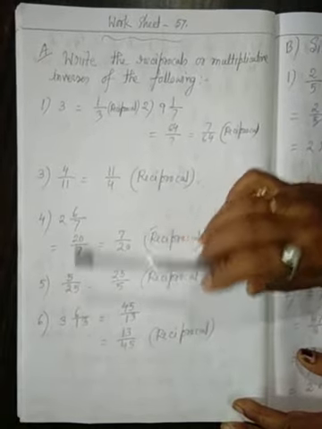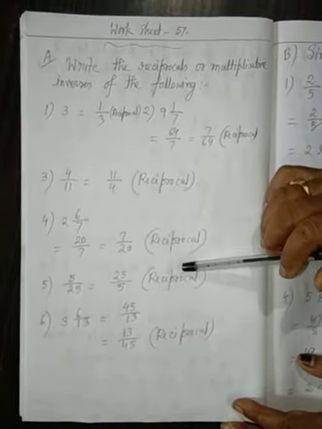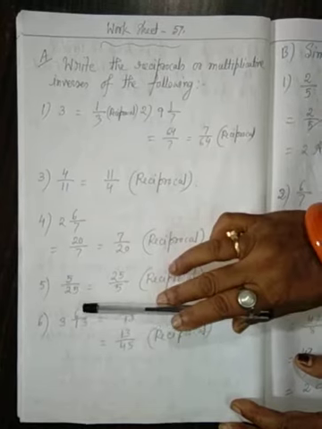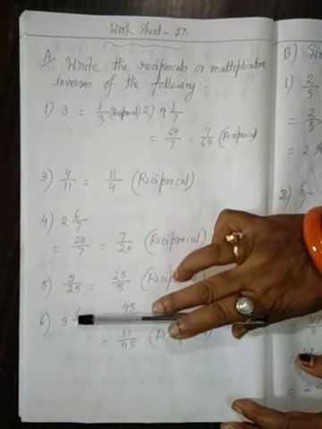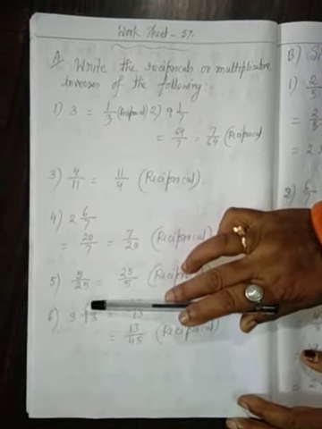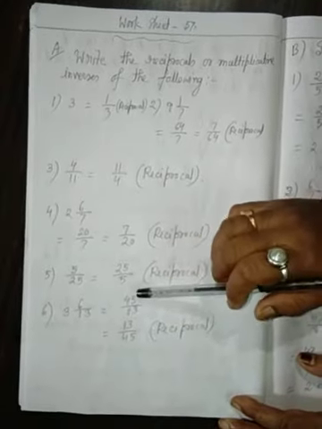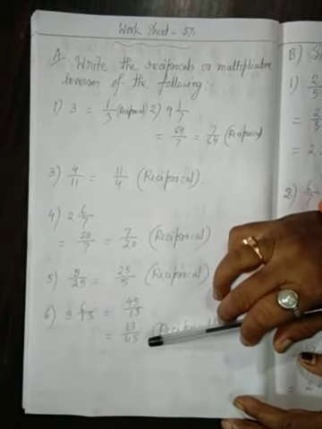5. 5 by 25. The reciprocal is 25 by 5. 6. 3 6 by 13. 13 3s are 39, plus 6 is 45 by 13. The reciprocal is 13 by 45. Okay, I again repeat it.